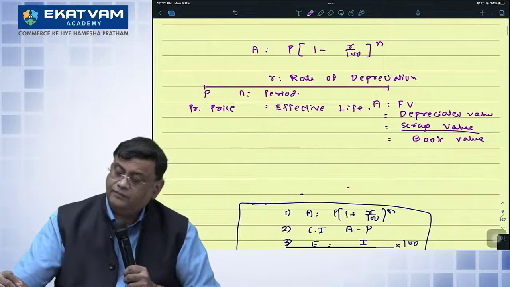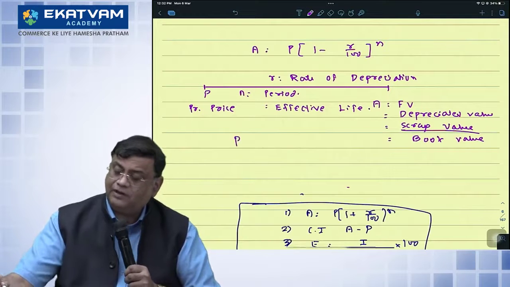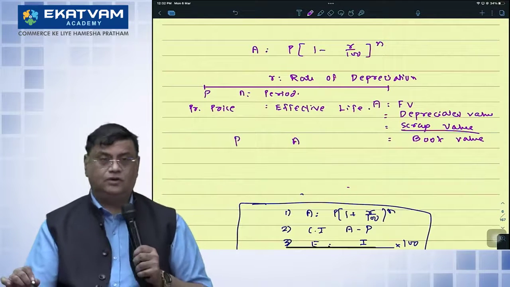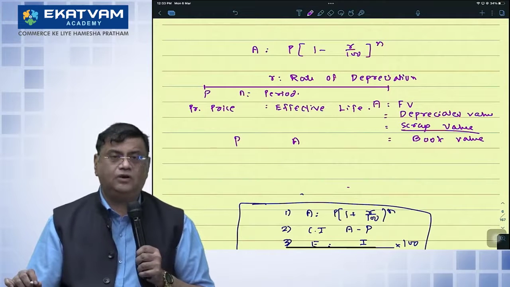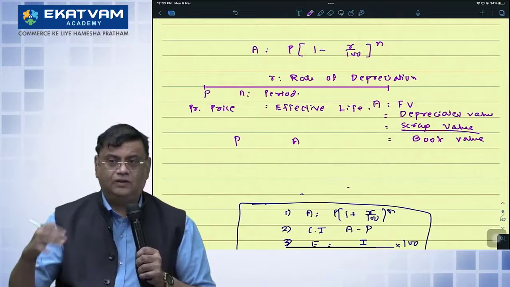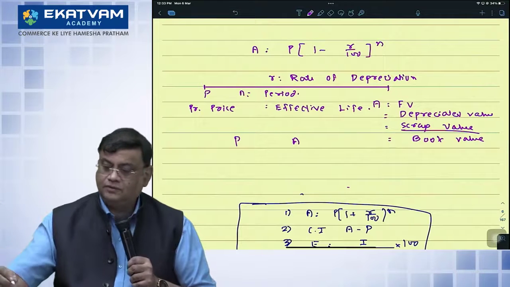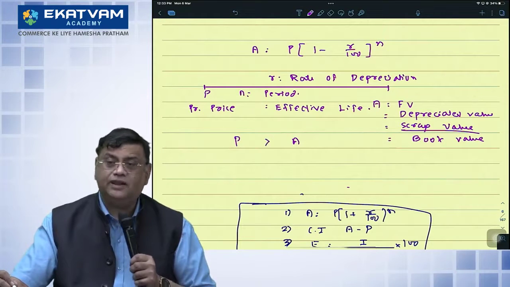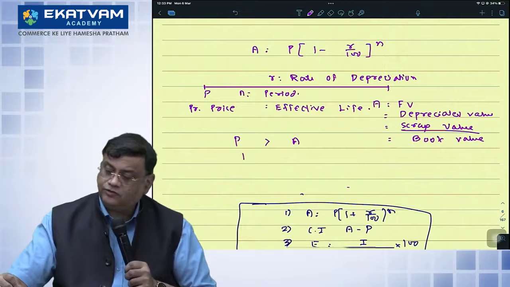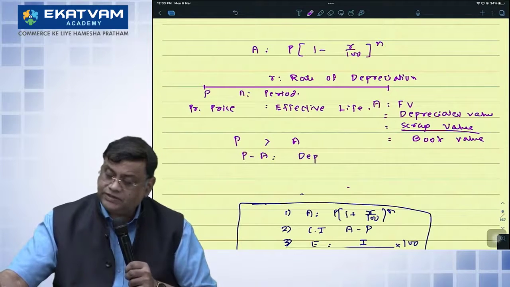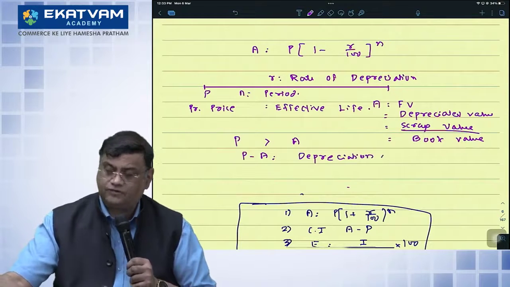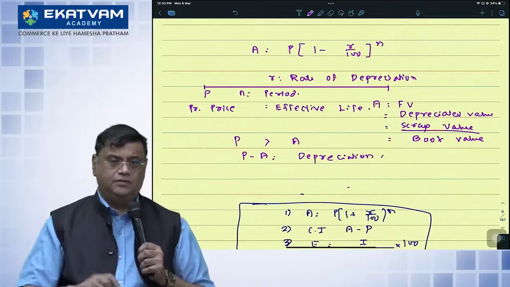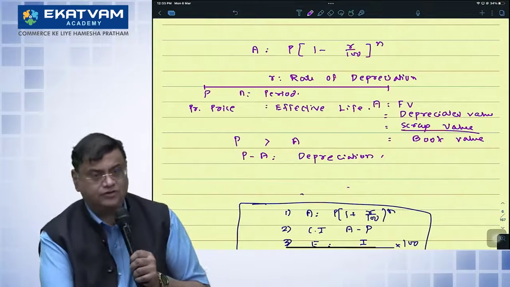By the way, P is the present value, A is the future value. Now which one will be greater? P is greater or A is greater? Value reduces, right? And therefore P will be greater than A. Now, if that is true, P minus A is nothing but the depreciation. Is that clear? That is known as the depreciation.